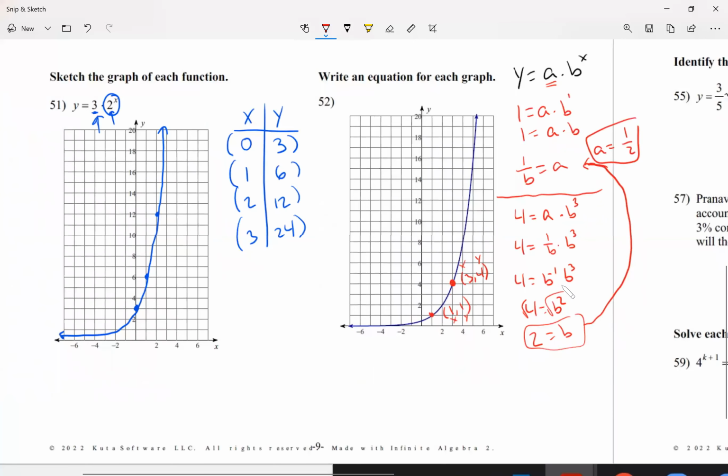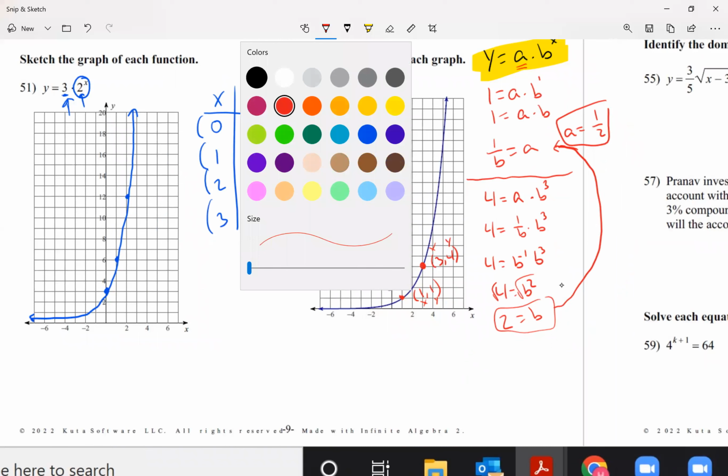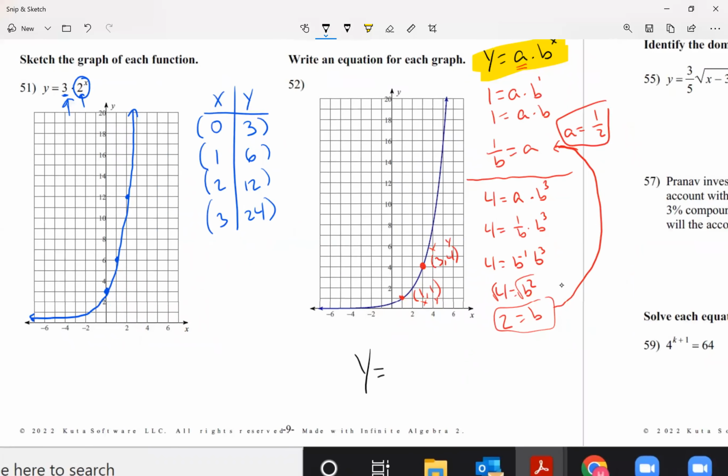Now, remember how I said earlier, the function is going to be in the form y is equal to a times b to the x. I need to solve for a and b, and I already have them. So let me write my function, my answer here. Let me write this as y equals, instead of a, I'm going to write 1/2 times, instead of b to the x, let me write that as 2 to the x. That's it.